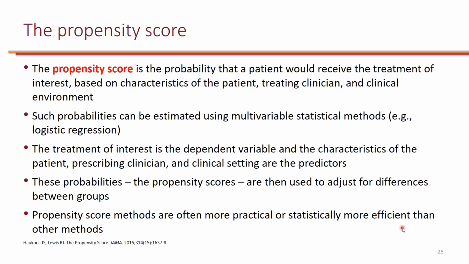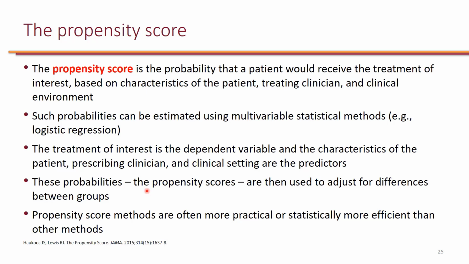And these probabilities can actually be calculated, or I should say estimated, using multivariable statistical methods. For example, we can use logistic regression. And then once we calculate this propensity score, we can adjust the two groups to make sure that the two groups are equal based on the propensity score. Propensity score methods are better than other methods. So when you evaluate observational studies, you should look for propensity score methods in the studies.